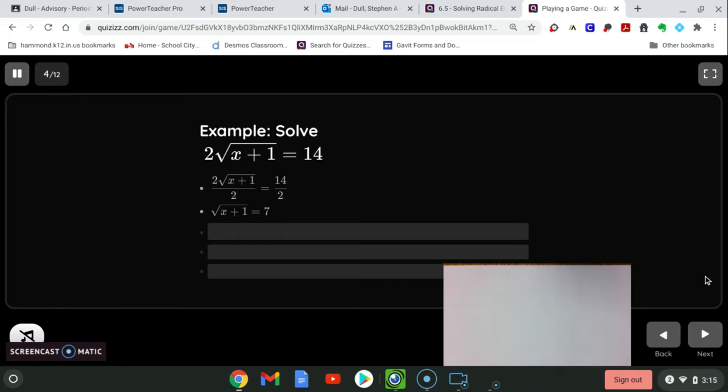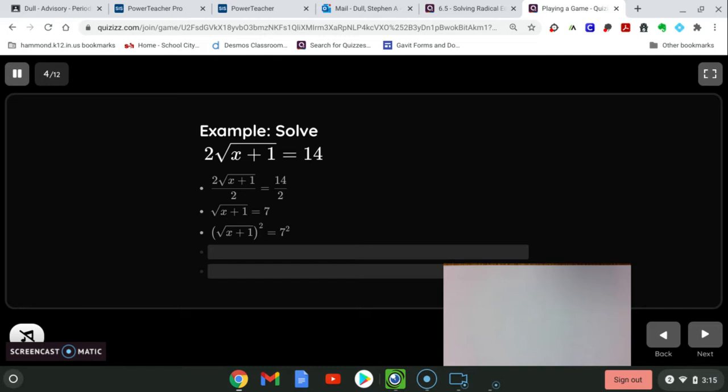We can't do anything with that plus 1 inside the radical, though, until after I've removed the radical. So I know a lot of us are looking at this and going, oh, subtract 1, subtract 1. We can't do that yet. So how are we going to remove the radical? Well, we're going to use an inverse operation. Taking the square root, what's our inverse? Squaring. So we're going to square both sides of this equation.